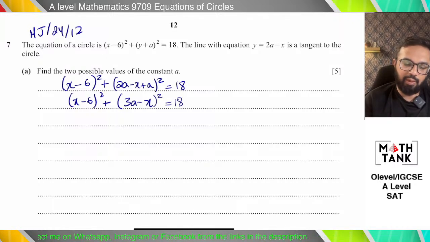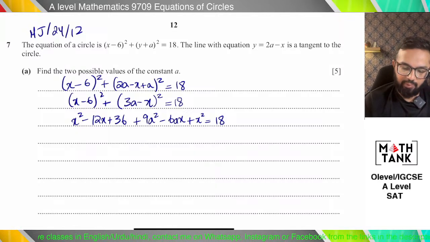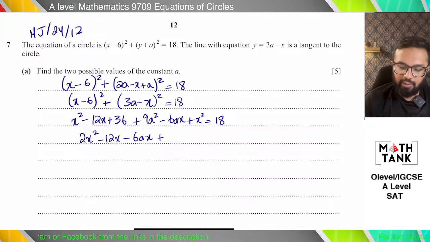I expand all of that and I say that this is x² − 12x + 36 + 9a² − 6ax + x² = 18. Bringing everything to one side gives me 2x² − 12x − 6ax + 36 − 18, so 18 + 9a².